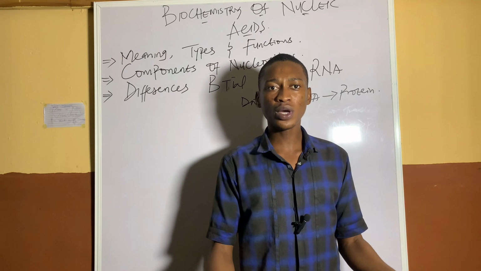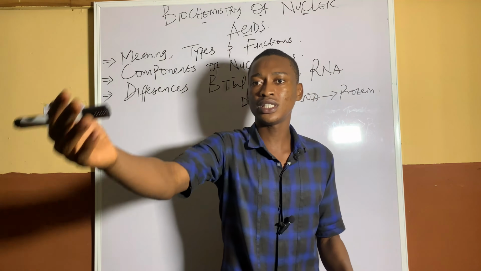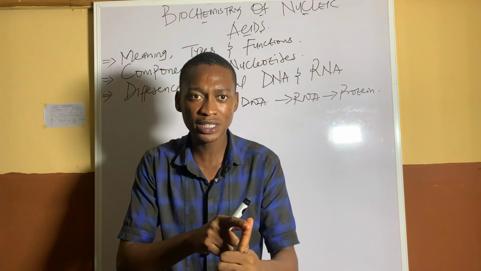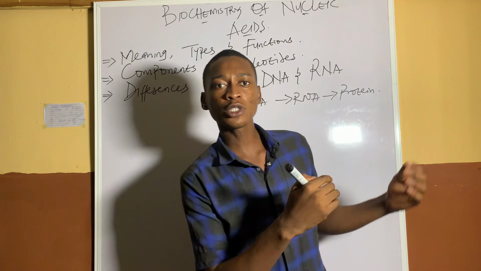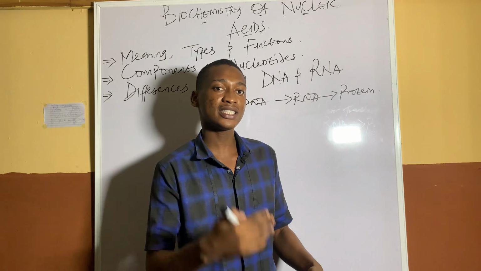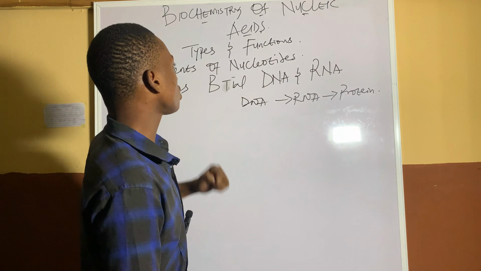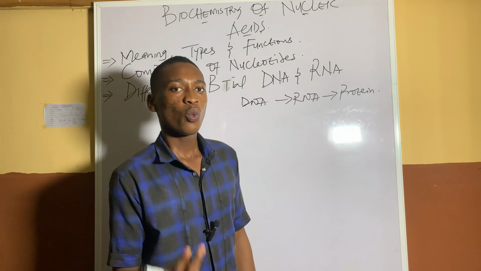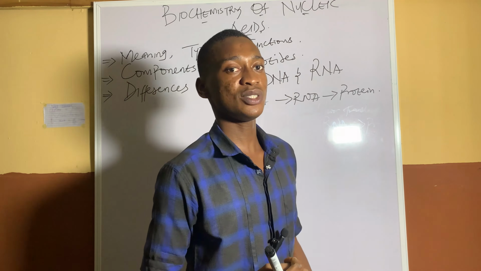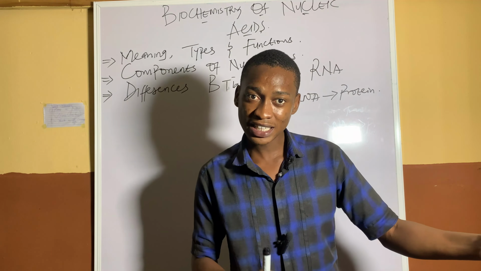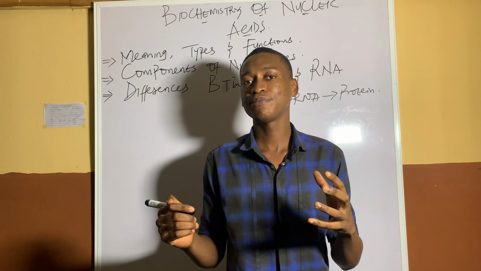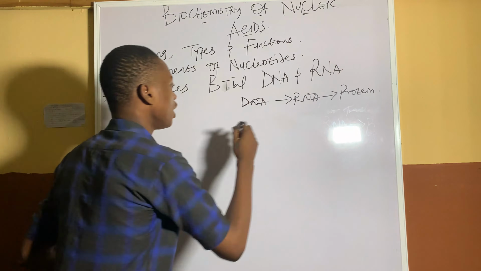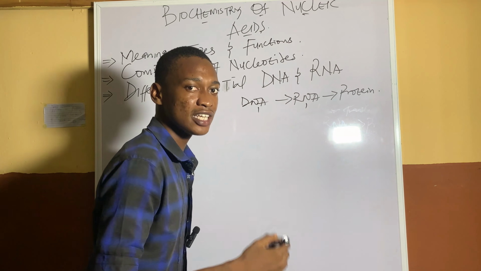Now, in forensics, what they usually do is that they can use it to detect a criminal through DNA fingerprinting. They can also use it to conduct what? Paternity tests. So those are some of the functions of nucleic acid. There are many more. Now, when we're looking at some of the types of nucleic acid, we generally have two types of nucleic acid. We have the deoxyribonucleic acid, which is DNA, and then the ribonucleic acid, which is what? The RNA.